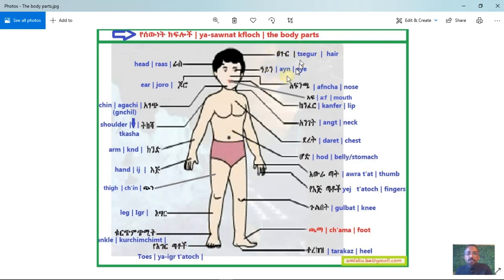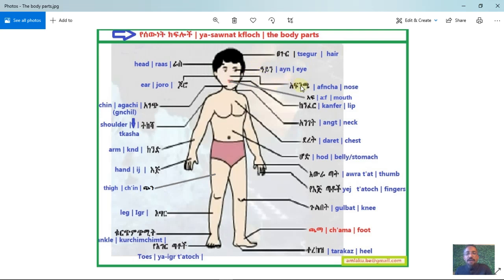Let's come to the right side for us and the left side for the boy in the picture. So tsagur, hair. Again, it's not tesagur. T-S-E is meant to represent the Amharic sound tsa, like the bird song, tsa, tsa. So tsagur. Ein, eye.